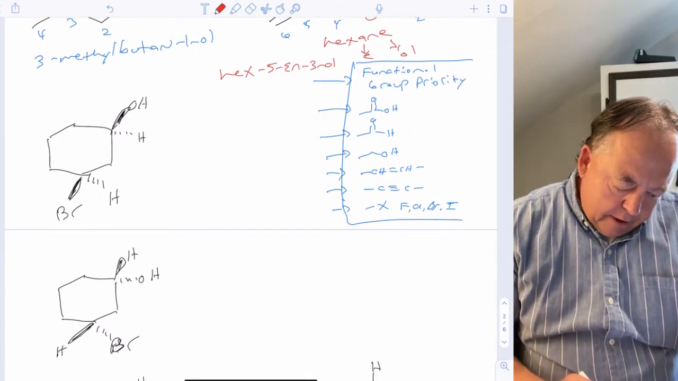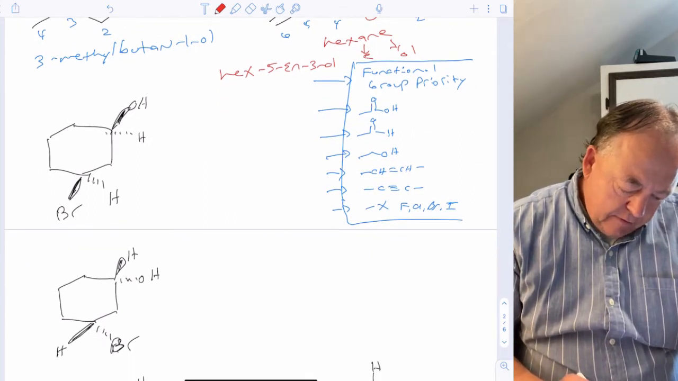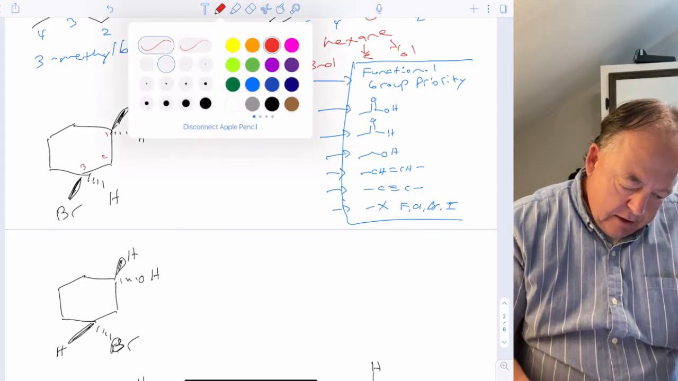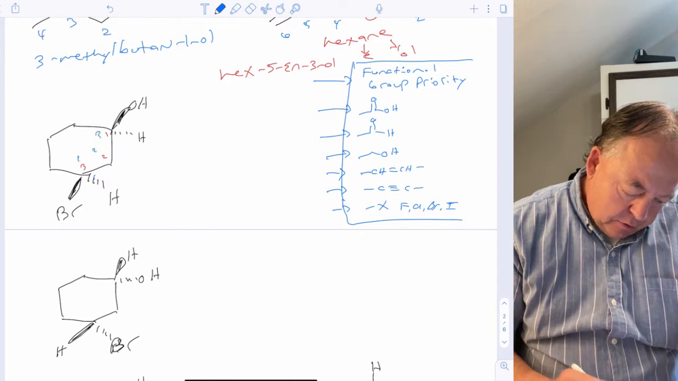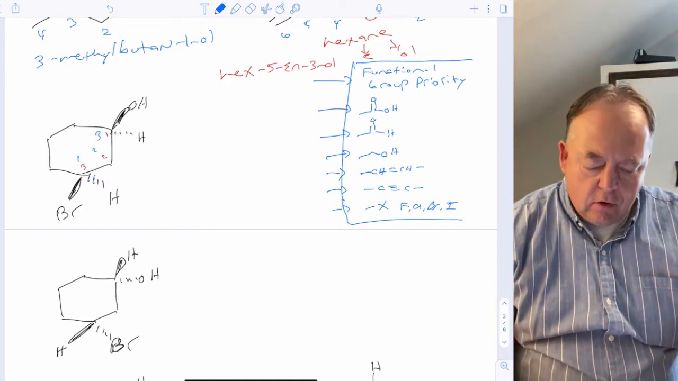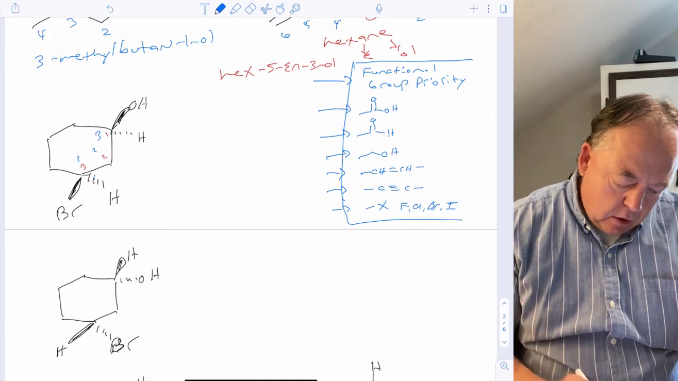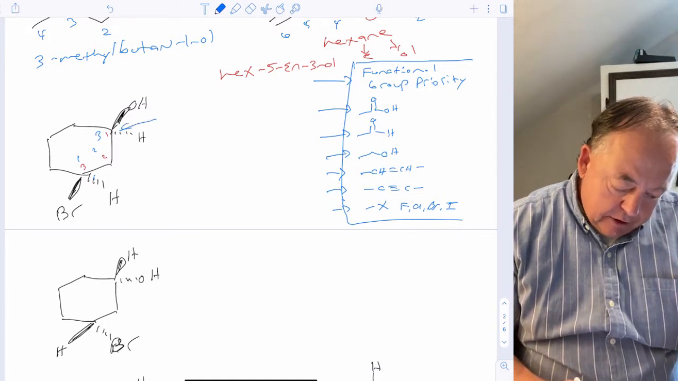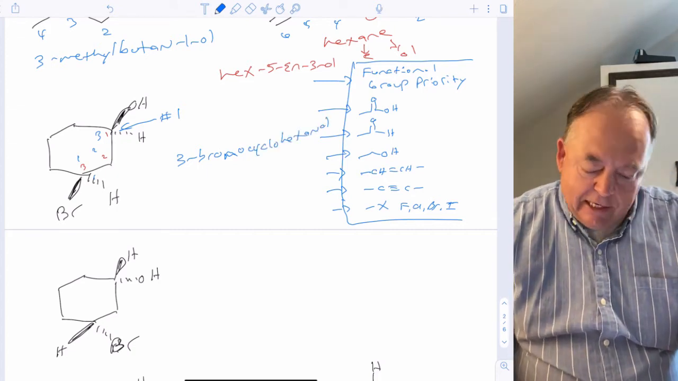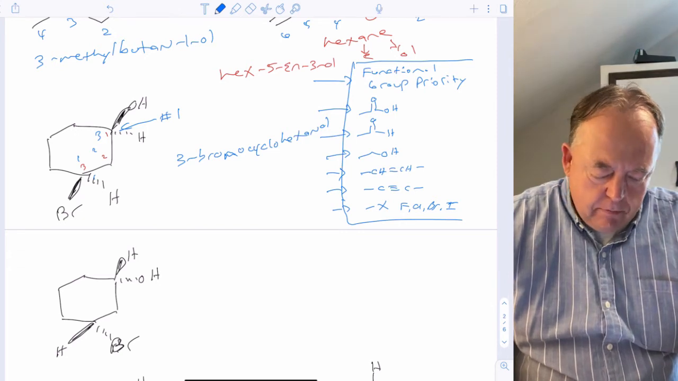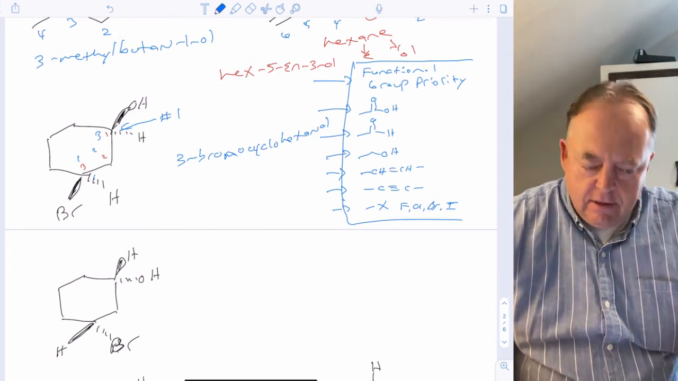Okay, so if we have a ring, where do you start numbering from? 1, 2, 3, is it like that? Or is it 1, 2, 3? So 1, 3 either way, but the alcohol has higher priority, so you got to keep the alcohol as low as possible. So this is going to be number 1. So we have 3-bromo, and then cyclohexane and ol. So you don't have to put a 1 in front of the ol because by default that has to be carbon number 1.